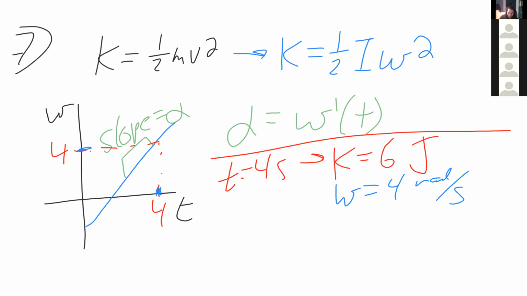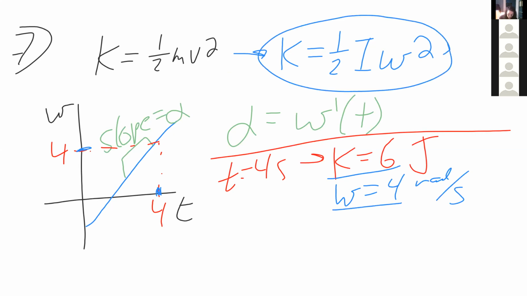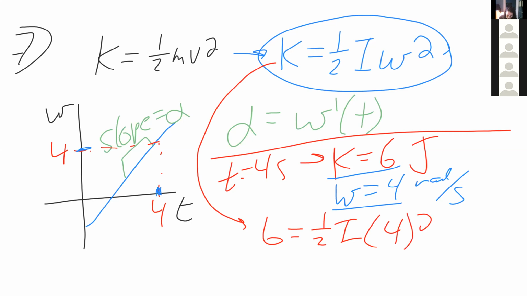Why do I care about this information? Because if I know my kinetic energy and I know my omega, I can use this equation to solve for my rotational inertia. So with this equation in tow, we'd have a kinetic energy of 6 is equal to 1/2 I times my omega of 4 squared. And that will give me a rotational inertia of 0.75. This isn't your answer to the problem. This is just the rotational inertia.